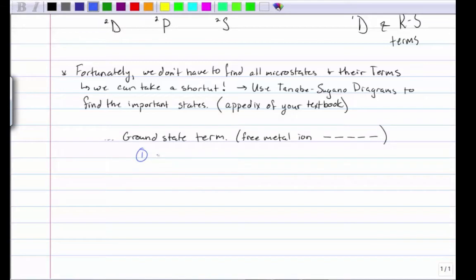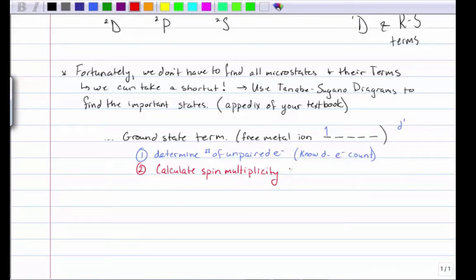The first thing is to determine the number of unpaired electrons. In the case of metal ions, that means we have to know the d electron count. So this is another use for just being able to look at the periodic table and understand what the d electron count of a metal ion is. Let's use the d1 case. This is a very simple case, but let's use this as our example. In this case, you only have one unpaired electron. The second thing you need to do is calculate the spin multiplicity. For this, you need to know S. So we're going to call this 2S plus 1.